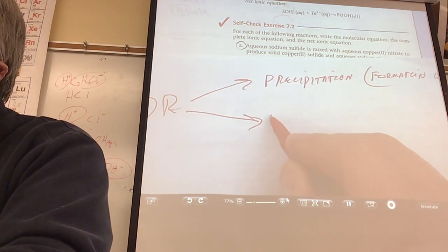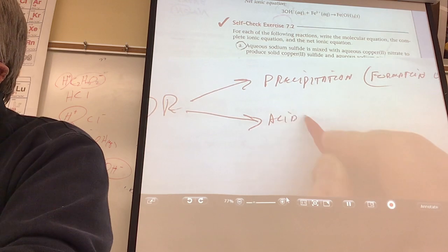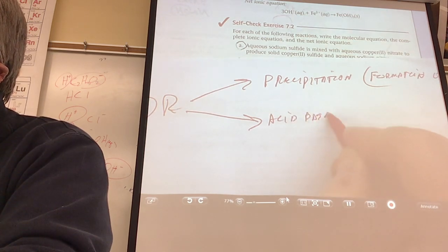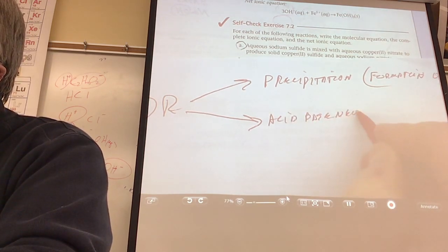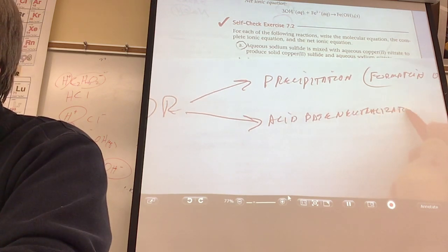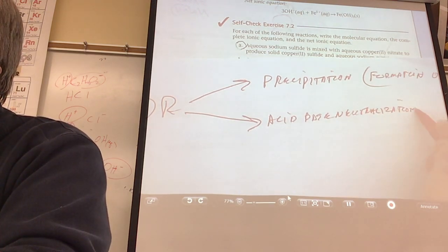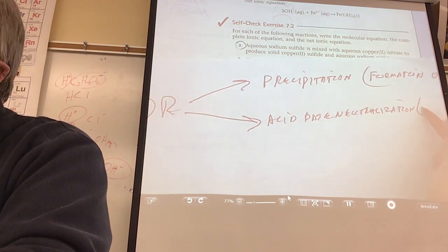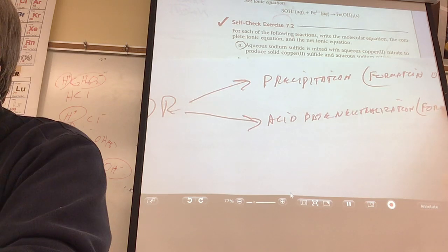Now, there's another kind of double replacement, so we can use the chart if we want, and this one is going to be called acid-base neutralization. And all this is in your book. I'm just here to teach it to you, okay? And in this case, the driving force is going to be the formation of water.